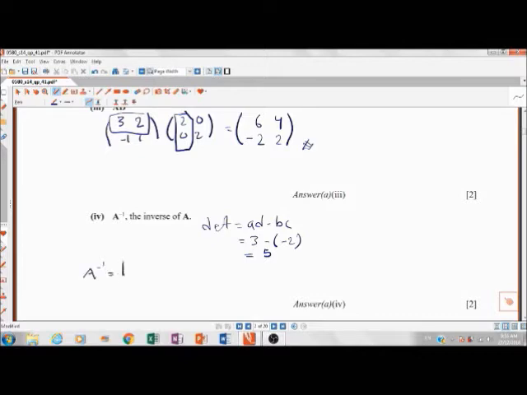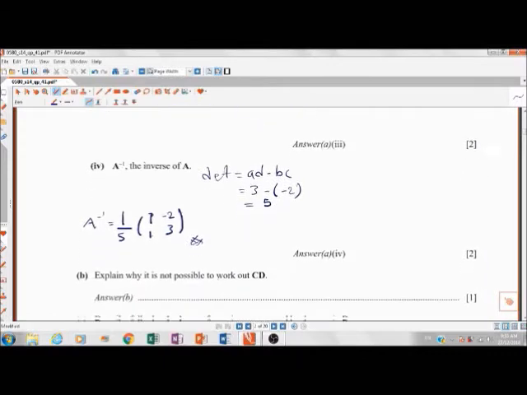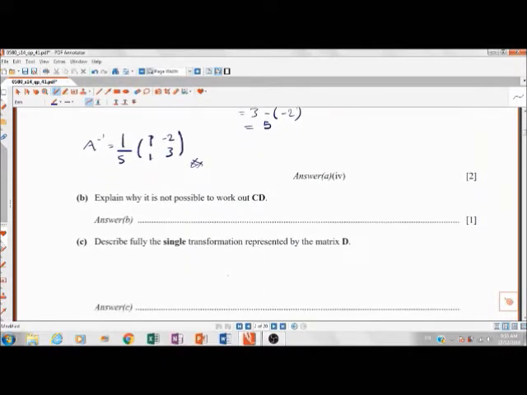So the inverse is 1 over 5 times the matrix. What you're going to do here is swap the 3 with the 1 and change the sign of the negative of this one. Change the sign. Yep. So this is the inverse. You can just leave it at that because you cannot simplify it any further.